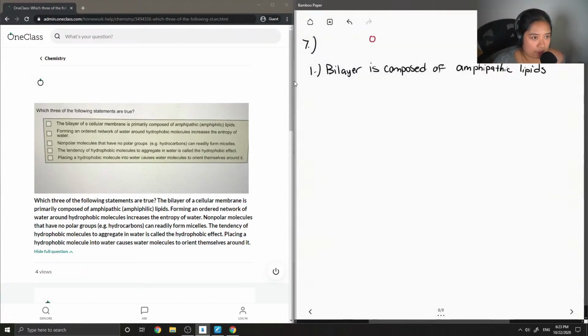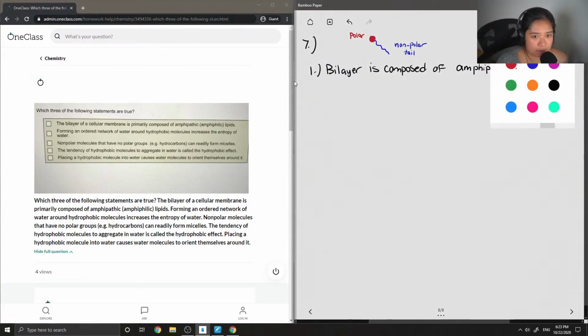Basically, you have a head, and then the tail. So usually it's like a non-polar tail. And then the head is polar. And that's what they mean by amphipathic. It has both polar and non-polar attributes to it.